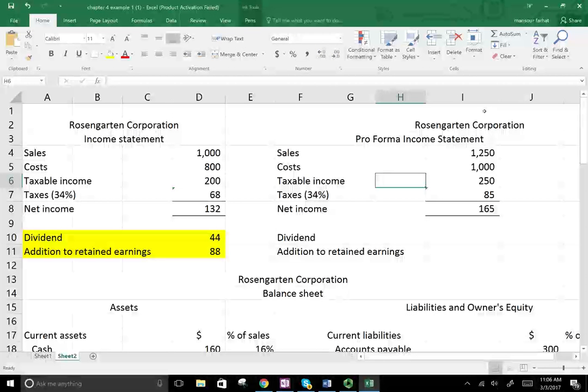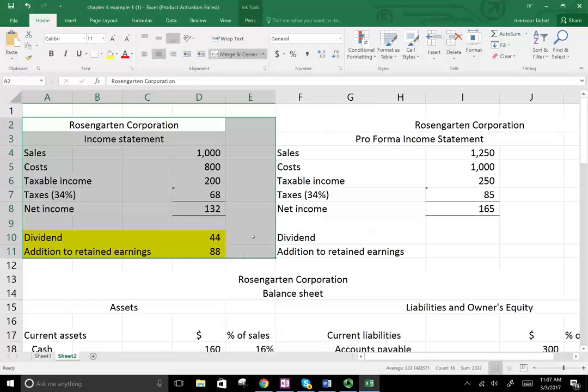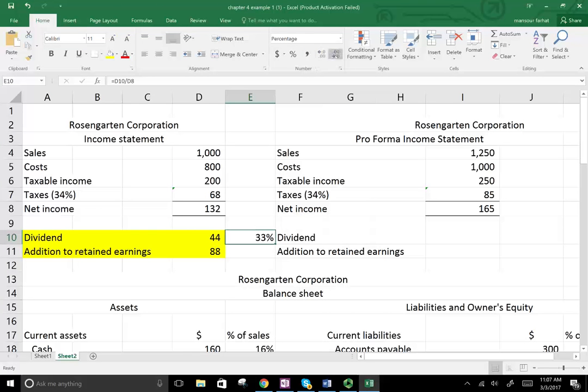Now, the next thing we want to think about is, of that 165, we need to know how much we're going to pay out in dividend and how much we're going to keep. Well, we're going to assume to keep the same policy. What does that mean? Now we're working with the prior year. Last year, we paid $44 out of 132. So $44 out of 132 gives us 33.33%.